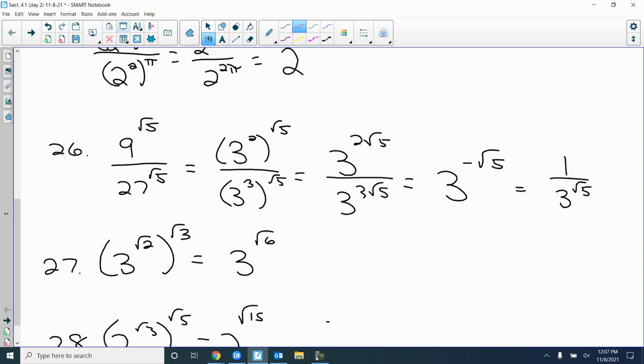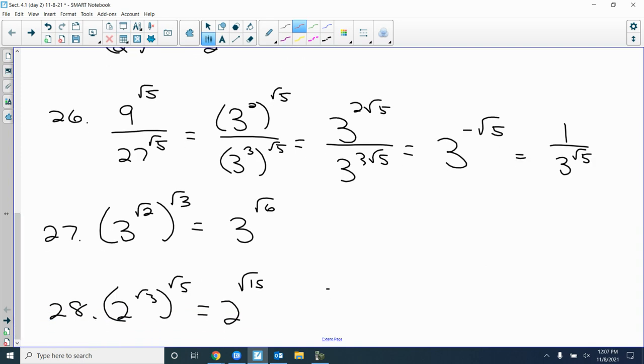And then the last two are not nearly as difficult, I don't think, because all you got to do is multiply those two together. You don't have to change any bases. 3 to the square root of 6, 2 to the square root of 15. Okay, for that. All right, I wanted to hit those because we did a couple of those like that in the notes, so I wanted to cover that again.